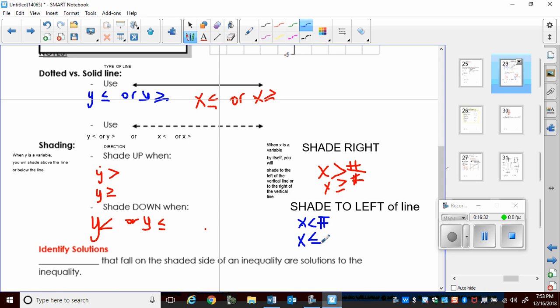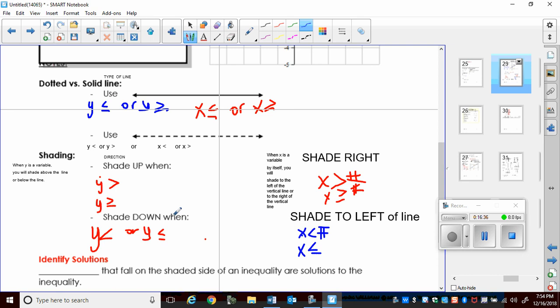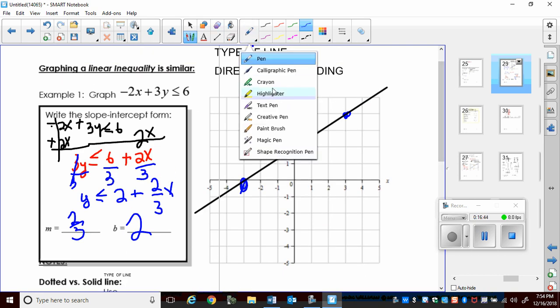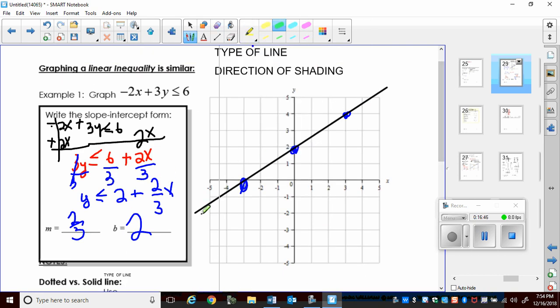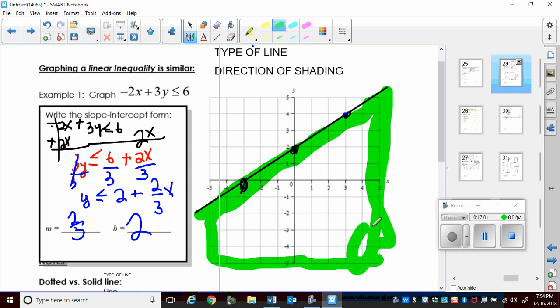So the case we're dealing with above, if we go back and look, is y is less than or equal to, and so we're going to be shading in a downward direction, below the line. I usually shade with a highlighter because it's so much easier. Since it's solid, you can shade on the line, and you shade below the line, all the area on this map below this line.